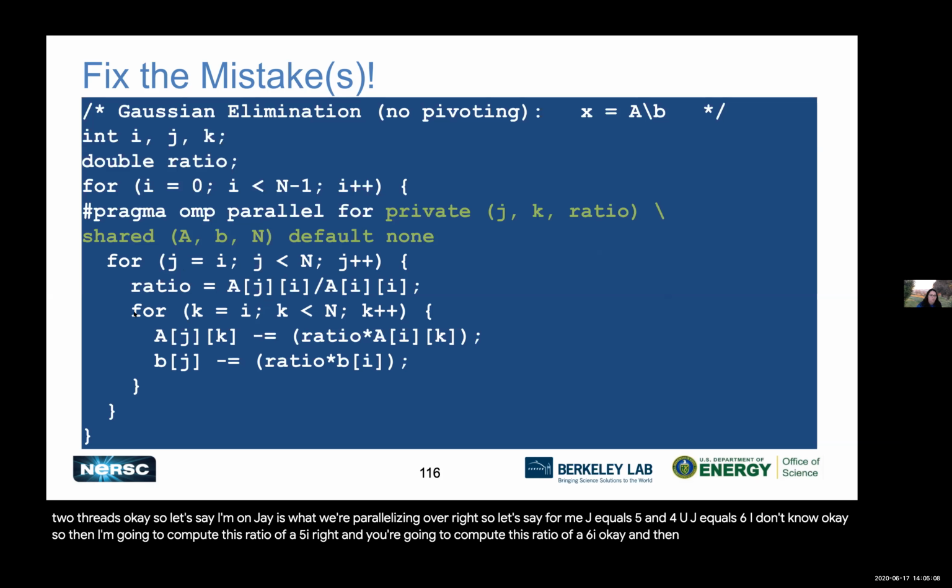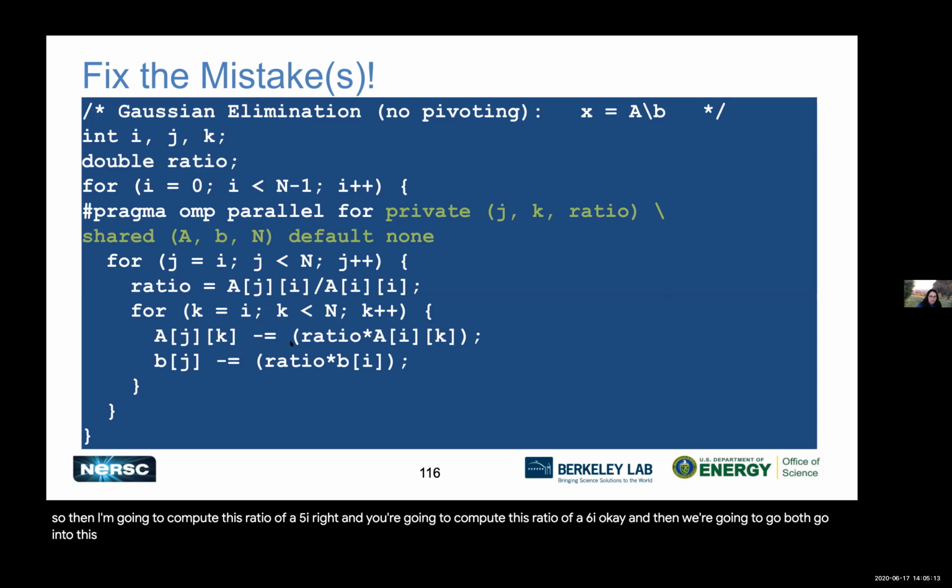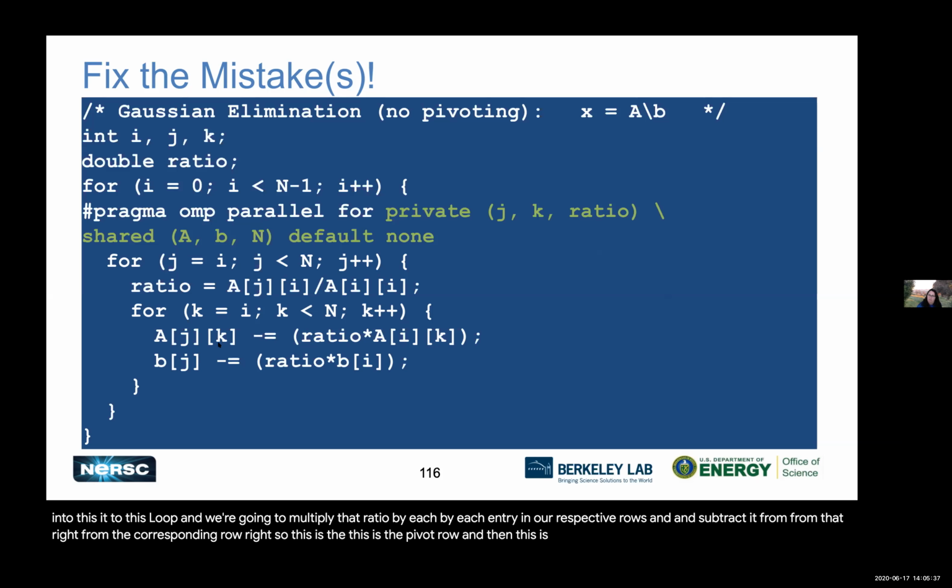Okay, and then we're both going to go into this loop, and we're going to multiply that ratio by each entry in our respective rows, and subtract it from the corresponding row, right? So this is the pivot row, and then this is our row that we're doing, right?